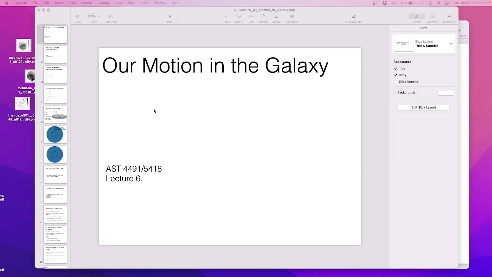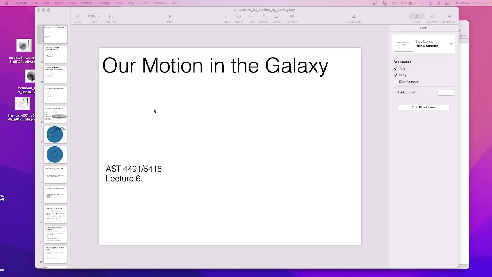Yeah, good. Okay. So I'm going to talk about how we measure our motion in the galaxy. Why do I care about that? Let's talk about that first. I care about the motion in the galaxy because I need to know how big it is. I can't measure the mass, but I can measure the velocity and I can measure distances. I have absolutely no way of measuring masses, but I can measure velocities and distances.